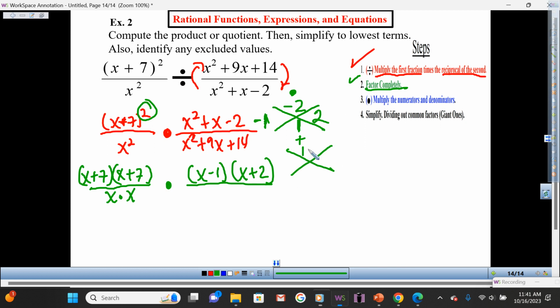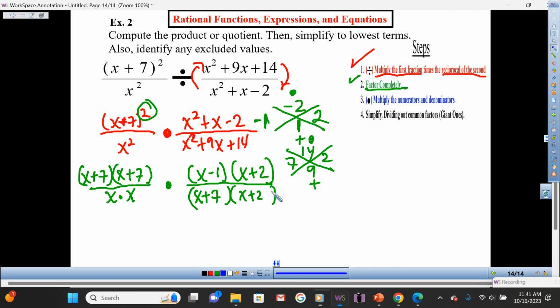Denominator, 14 and 9. What two numbers multiply to give me 14, when you add them give us 9? Tell your neighbor. What are those numbers? Maya. 7 times 2. So my factors are (x + 7)(x + 2). All right, so we're done with step 2. Let's go to step 3.